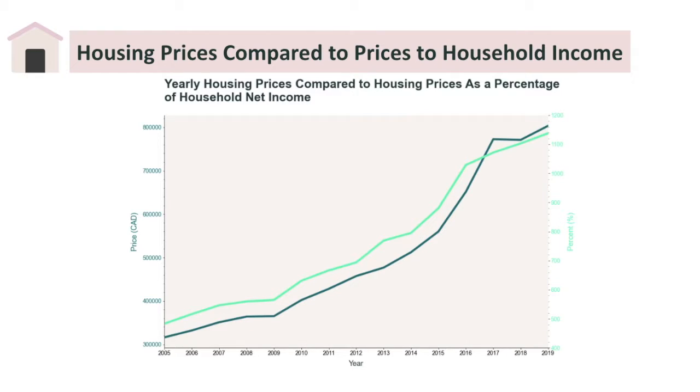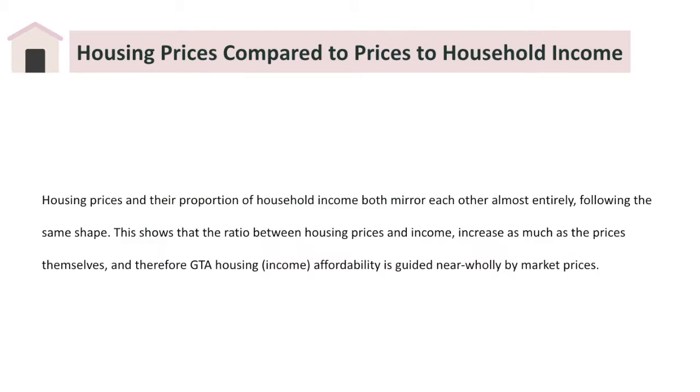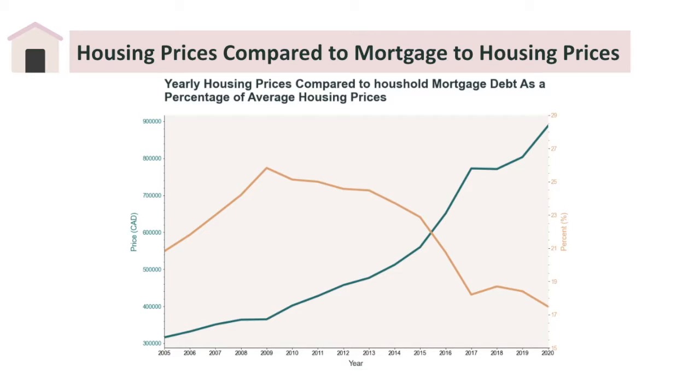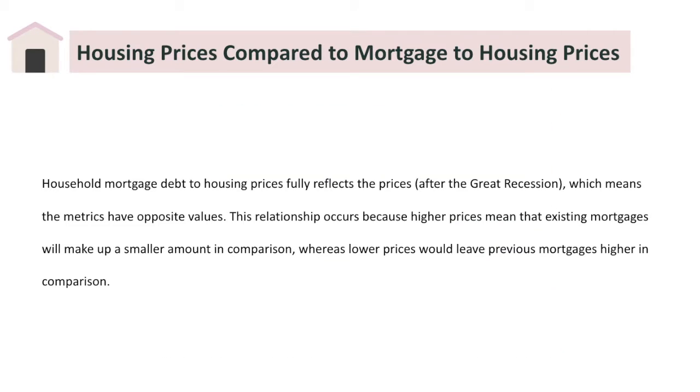And then housing prices compared to housing prices as a percentage of household income is also demonstrated using a dual axis chart, but doesn't contain a percentage changes graph because one of the values is already represented in percent. And lastly, housing prices are compared to mortgage debt as a percentage of housing prices, again using a dual axis chart and without an additional chart with percentage changes.